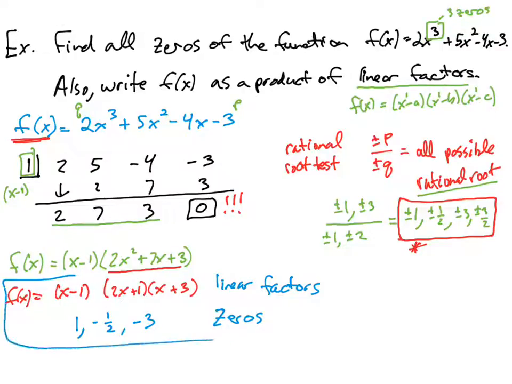All right, so we have answered the question. This one's not so bad because all of these zeros actually showed up in the list when we did the rational root test. This is not typical. So let's look at an example where we have zeros that are not rational.